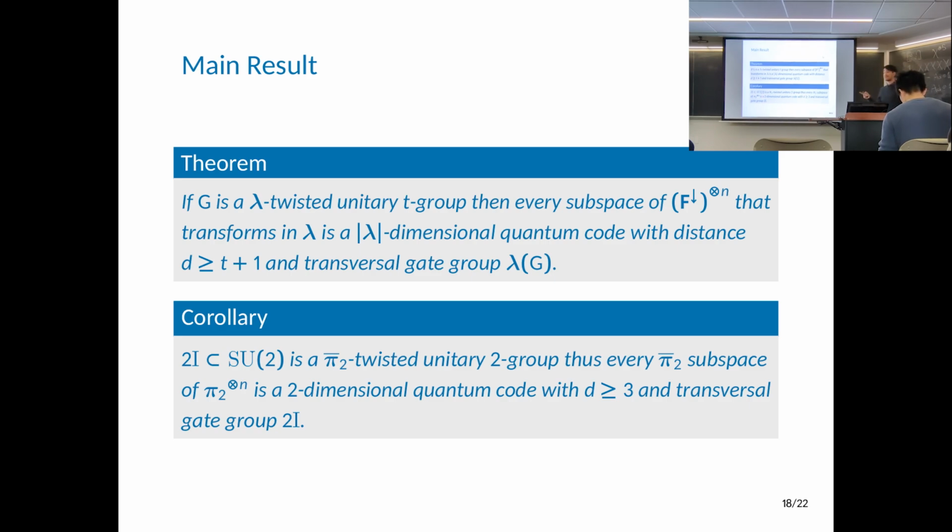That n is 7. 7 is the smallest n such that pi2 tensor n includes at least one copy of pi2 bar. And the reason that the 7-qubit code is unique is because there is exactly one copy of pi2 bar in pi2 tensor 7. Okay.